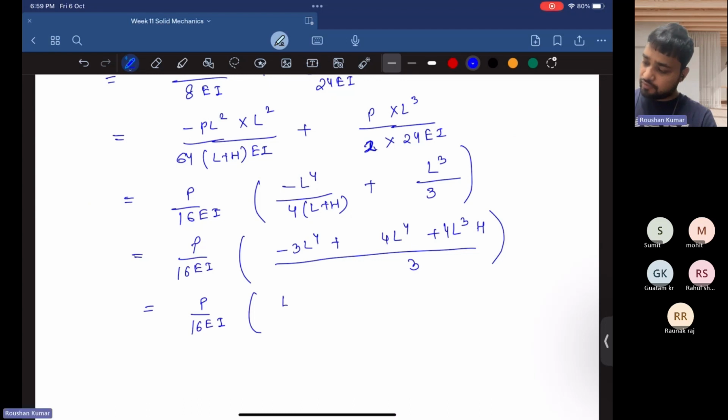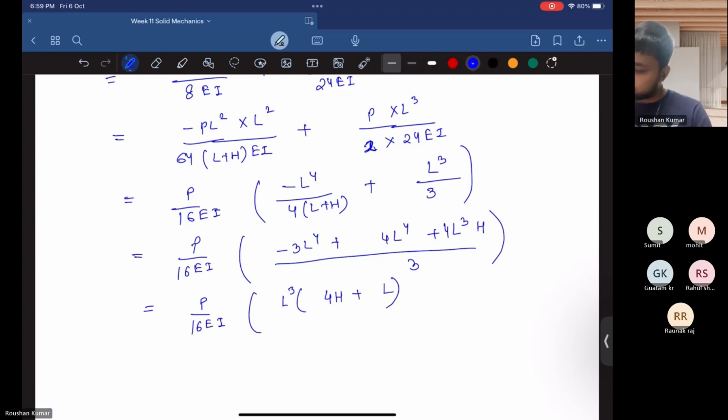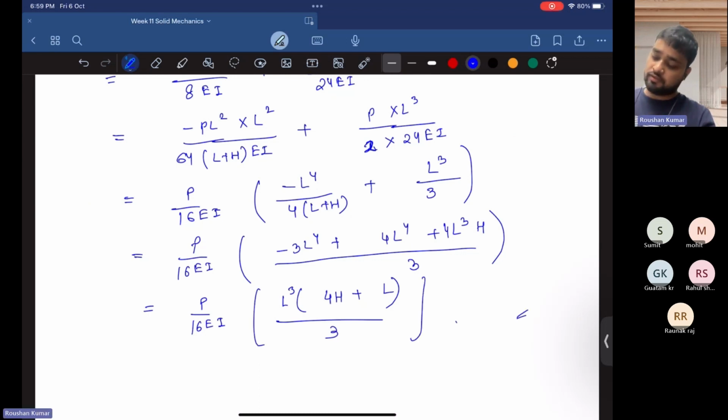L to the power 4. So if we take L common, so it becomes L, 4H plus L. That's correct, I guess. Yes. Upon 3. So this is the value of delta CY.